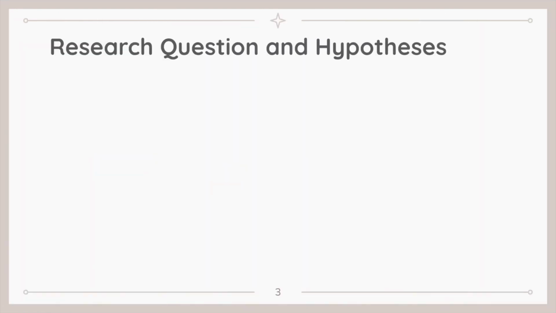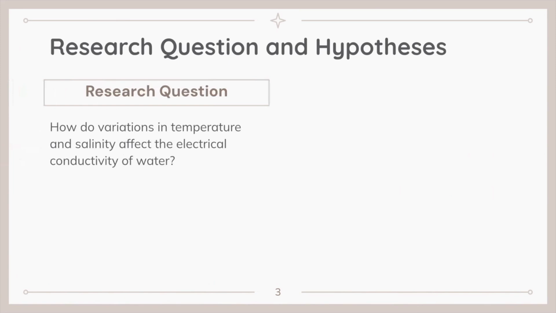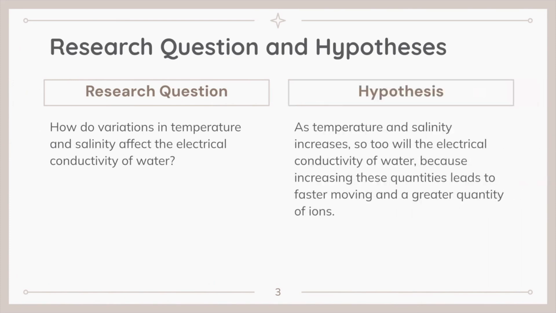So we designed an experiment to answer our big question. How do variations in temperature and salinity affect the electrical conductivity of water? We believe that as temperature and salinity increase, so too will the electrical conductivity of water, because increasing these quantities leads to faster moving and a greater quantity of ions.